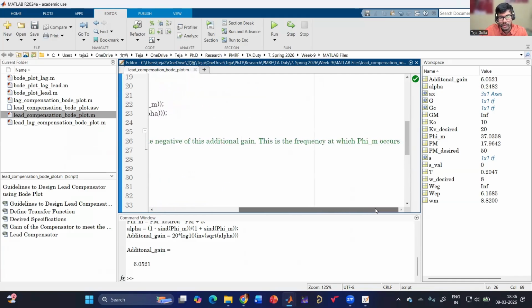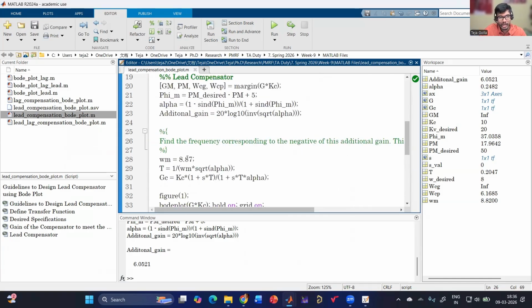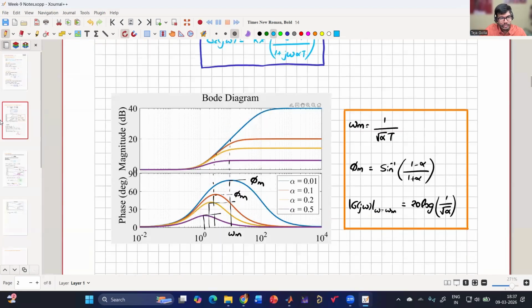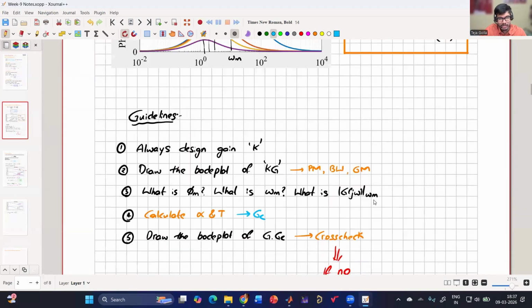So this is the frequency at which phi m occurs, and that frequency we have defined as omega m. So omega m is known, and then T is 1 by omega m square root of alpha. Once I get T, alpha is calculated, Kc is calculated. This is my Gc. So once I get Gc, what I have told in the design guidelines, let me go back here. Sorry. Once I get the Gc, I have obtained phi m, omega m, as well as this mod G j omega. I'll calculate alpha and T and then get Gc.